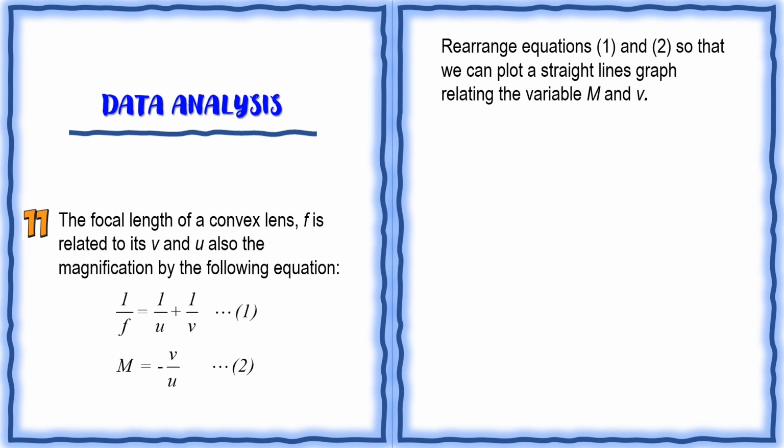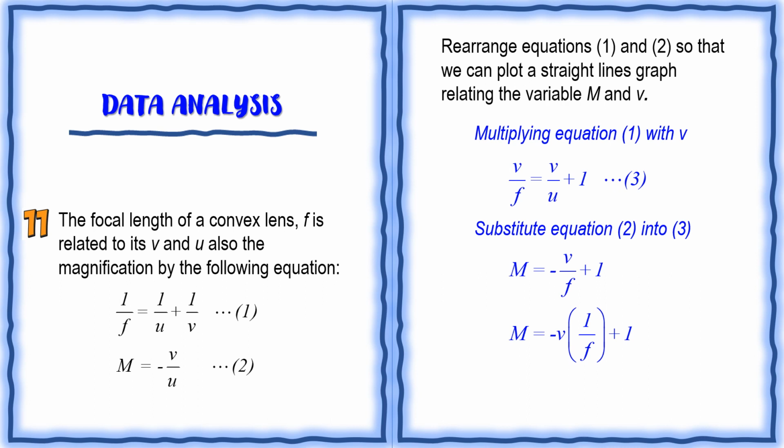Rearrange equations 1 and 2 so that you can plot a straight line graph relating the variables m and v. So, when you rearrange the equation by multiplying equation 1 with v, you get equation 3. Next, you need to substitute equation 2 into equation 3. When you rearrange, you get that m is equal to negative v over f plus 1.